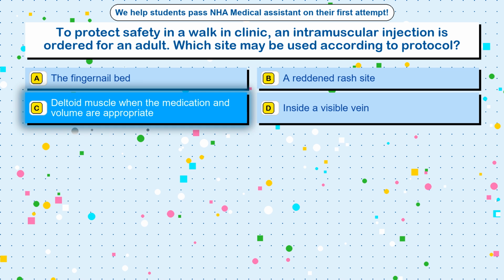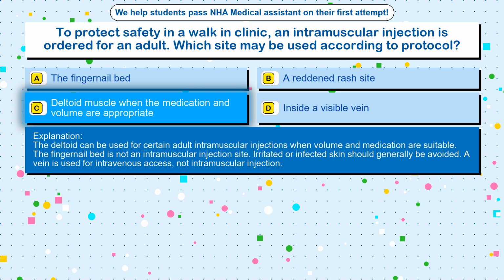The correct answer is option C, deltoid muscle when the medication and volume are appropriate. The deltoid can be used for certain adult intramuscular injections when volume and medication are suitable. The fingernail bed is not an intramuscular injection site. Irritated or infected skin should generally be avoided. A vein is used for intravenous access, not intramuscular injection.